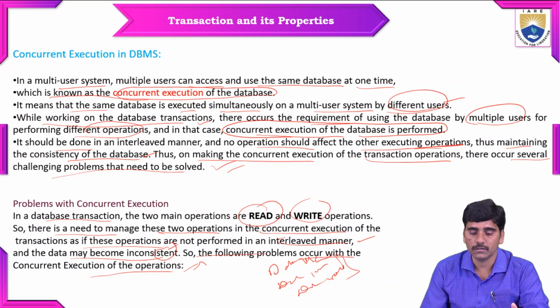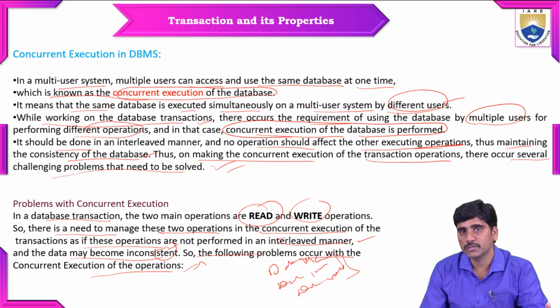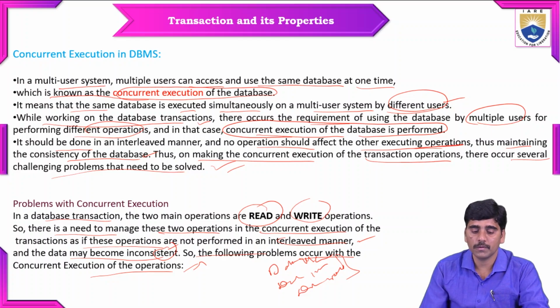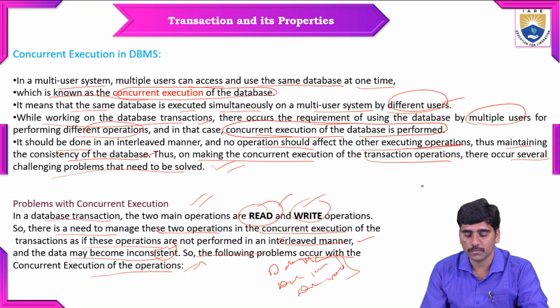Next, concurrent execution. In a multi-user system, multiple users can access and use the same database at one time, which is known as concurrent execution. That is, executing transactions by multiple users at different locations with different operations. The main problems with concurrent execution are read and write problems. Those problems lead to data inconsistency problems and also data redundancy problems.